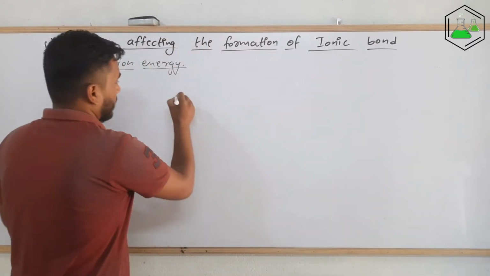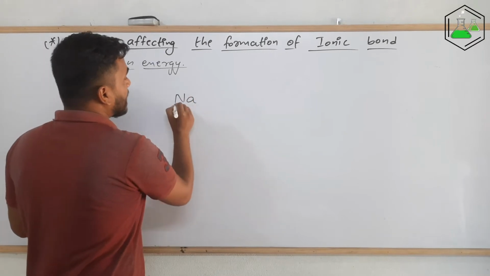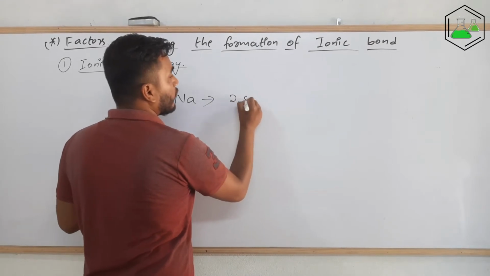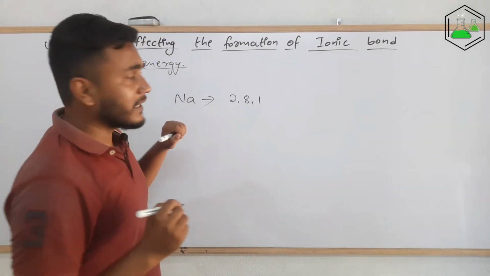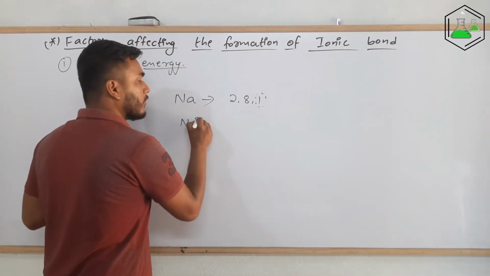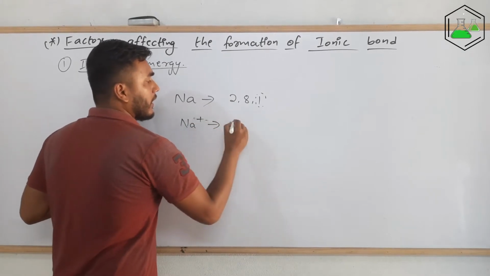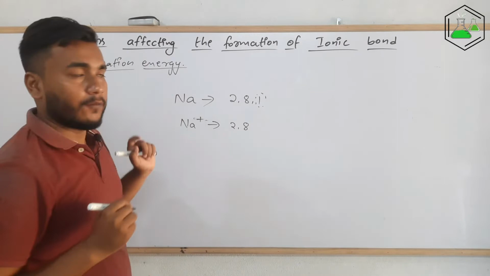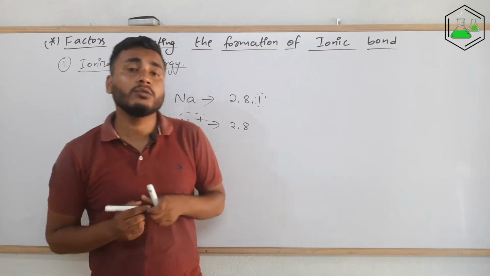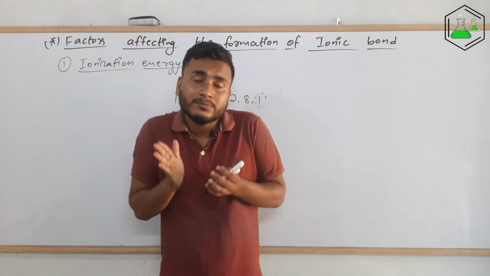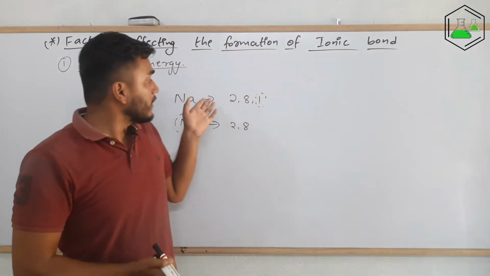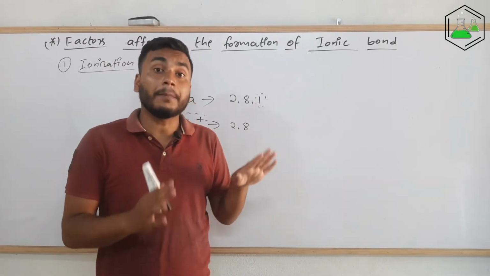Now let us consider sodium, Na, for our example. Sodium has 11 electrons, so its electronic configuration is 2,8,1. Now to be in a stable state, obviously it will lose this electron, and if it loses one electron, then it will convert to Na+, right? And it will have 2,8 electronic configuration. Now to form this Na+, it has to lose one electron, and we know that to remove the electron, we have to supply some energy. Are you getting me? We have to supply some energy to convert this metal into metal ion.